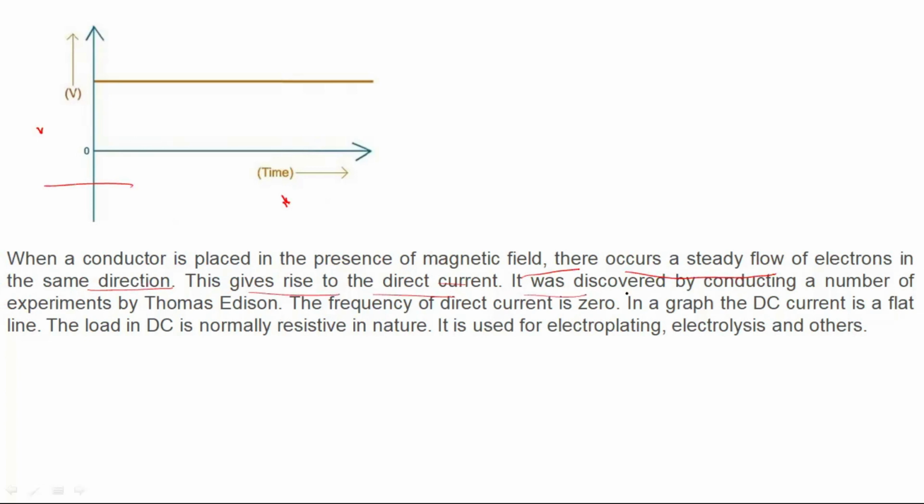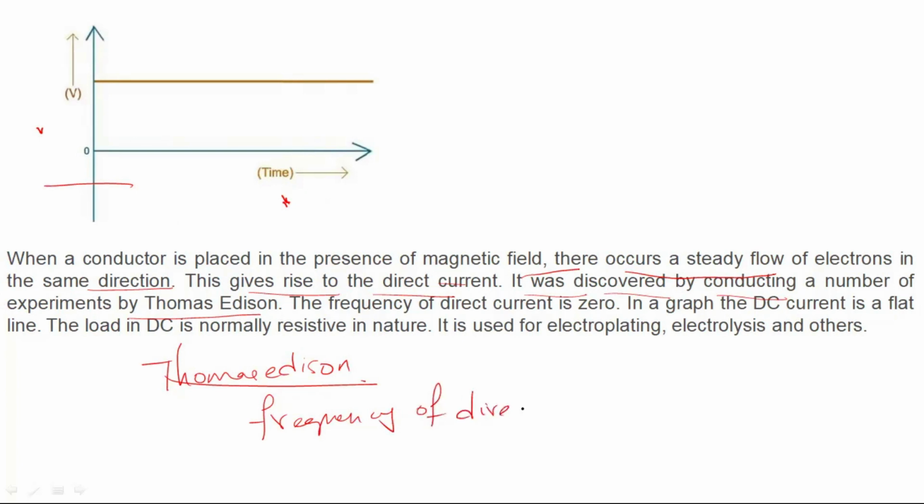It was discovered by conducting a number of experiments by Thomas Edison. The frequency of direct current is zero. In a graph, DC current is a flat line as shown in the figure. The load in DC is normally resistive in nature. It is used for electroplating, electrolysis, and other purposes.